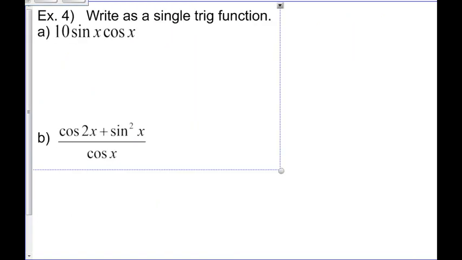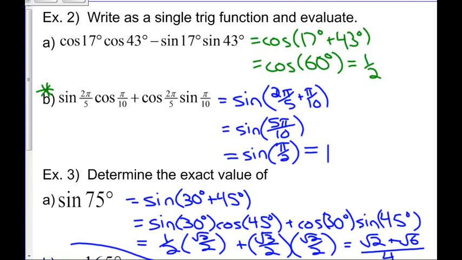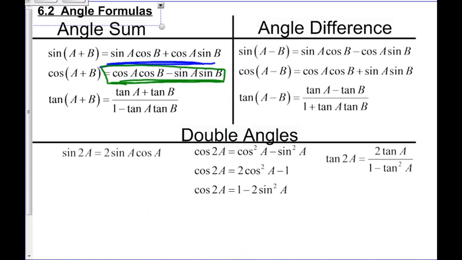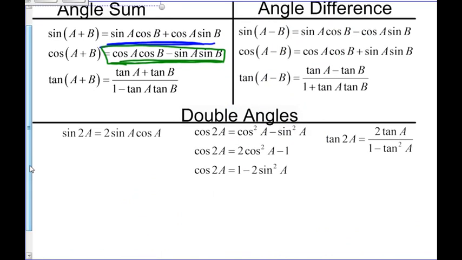Moving on, using some of those formulas a little more to write as a single trig function. So right over here we have 10 sine x cos x. When you see these, you want to go to your formulas and say, is there anything that looks kind of like that? Right over here, there's a formula for 2 sine A cos A. It equals the sine of 2A. That's really similar to what we have.